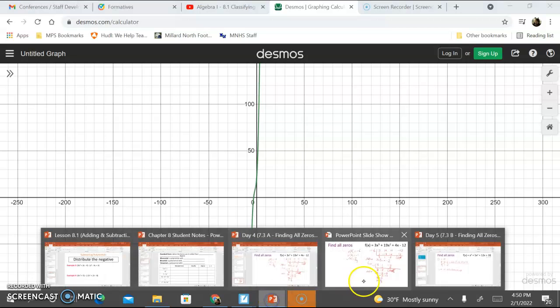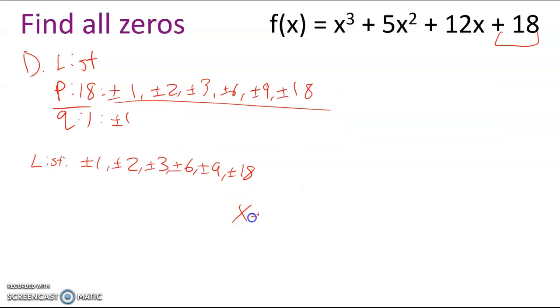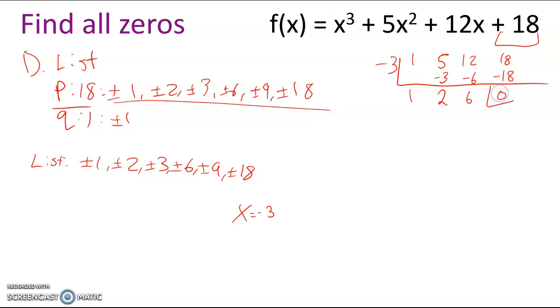Okay, so let's go ahead and use it. All right, so I got x equals -3. I'm going to synthetically divide by -3. I got a 1, then a 5, then a 12, then an 18. Synthetically divide, get the 1 down here, multiply that, get -3. Add that, get 2. Multiply that, get -6. Add that, get 6. Multiply that, get -18. Look at that, I got 0. All right.